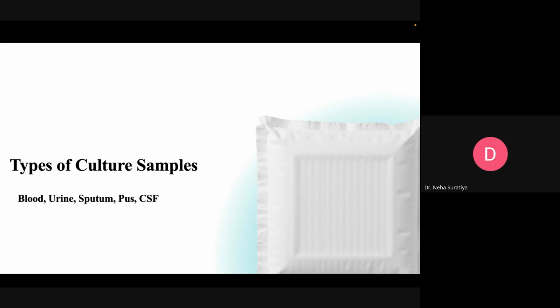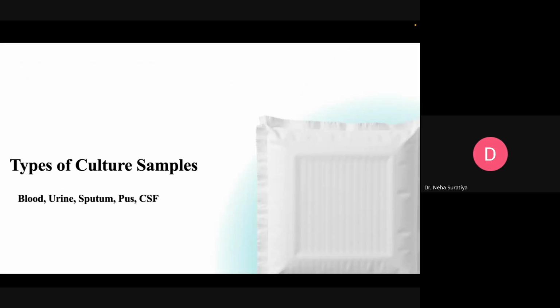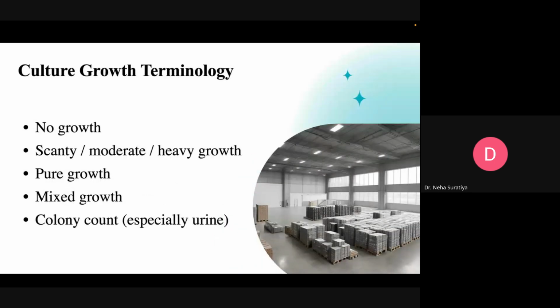Now, culture growth terminology, you need to understand culture growth terminology. So when you see a culture report, now understand the sample collection has been done, the whole process is done in the laboratory. Now you have the report with you. So how exactly will you read this culture growth terminology? When you see a report, you will see terms like these, the 5 bullet points.